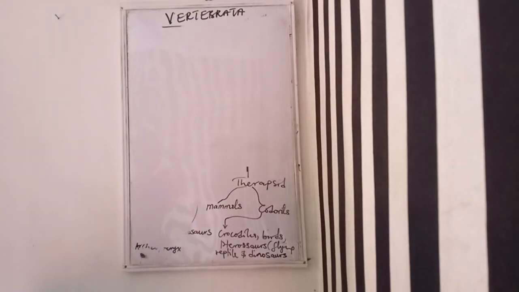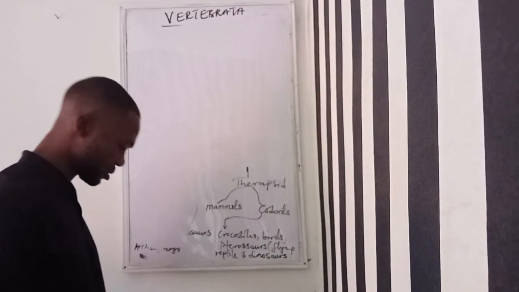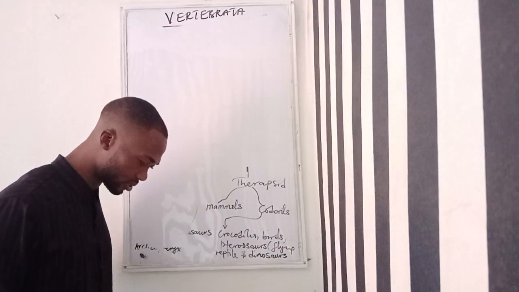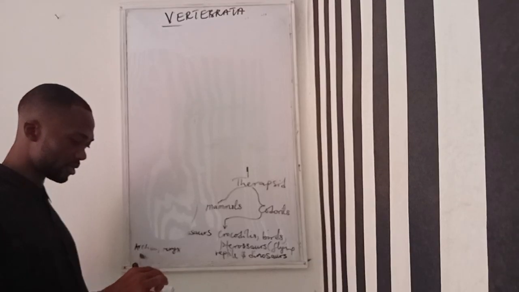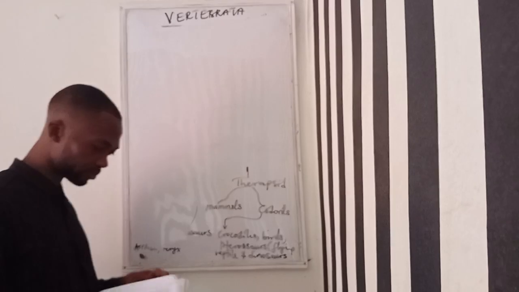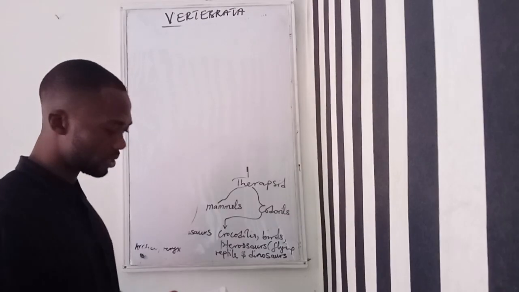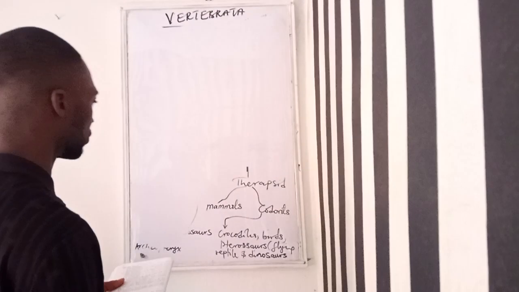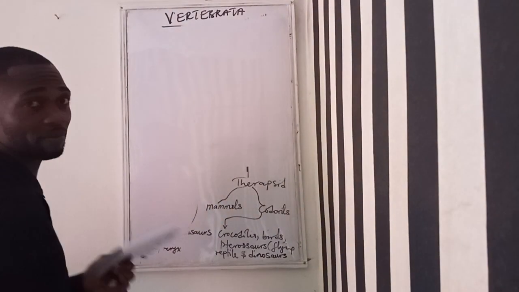Alright, so we're going to go forward. Let's look at the characteristics of vertebrates. So we have talked about the characteristics of vertebrates. Then I want to now list the classification of vertebrates. How are vertebrates classified?